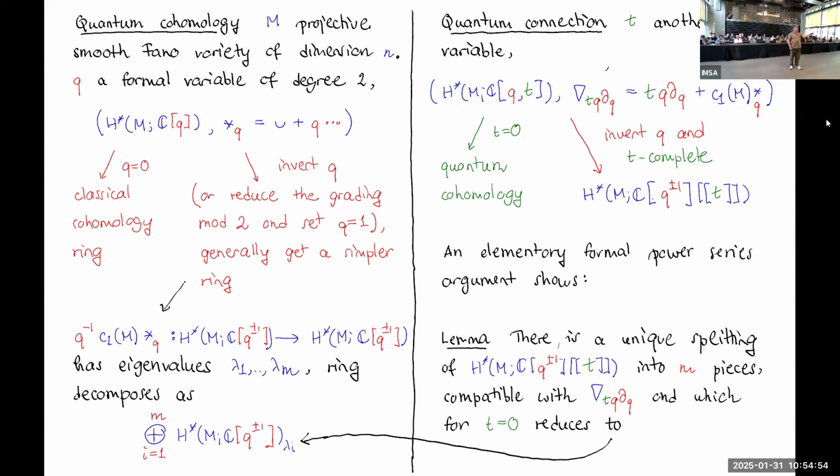Okay. So in a sense, if you set t equals 0, then this derivative term disappears, and you end up with just the quantum product with c1. So in a sense, t equals 0 brings us back to quantum cohomology. The other thing which we do is we invert Q as before, but then we t-complete.